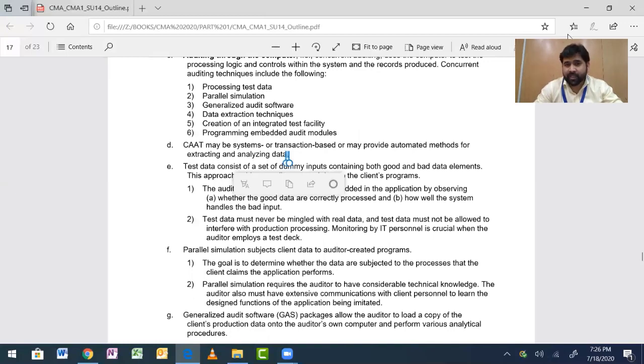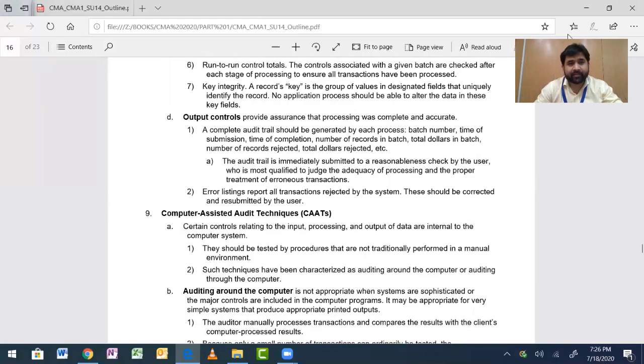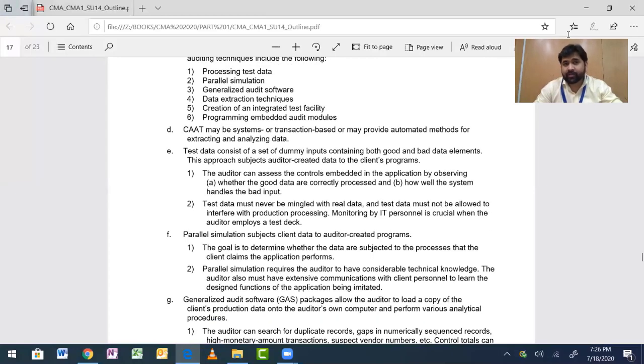So now CAT, computer assisted audit techniques, may be system or transaction based, or may provide automated methods for extracting and analyzing data. Maybe you are checking the system, which means the procedure: if I write this journal entry, where will the impact go, how is it going to be recorded.